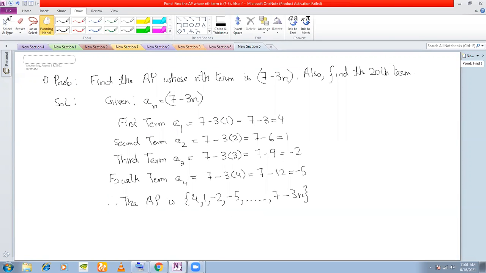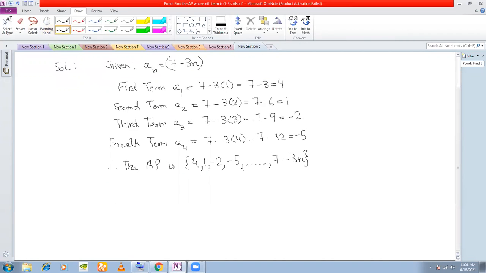Now the question is find the 20th term. So continuing in this manner, this is A4. The next term will come as A5, and continuing this manner, we need to find out A20, the 20th term. How to find? Since we know the nth term, it is very easy for us to find out the 20th term. So 20th term, A20. Put n is equal to 20 in this. 7 minus 3 into 20, 7 minus 60 is equal to minus 53. This is the 20th term.